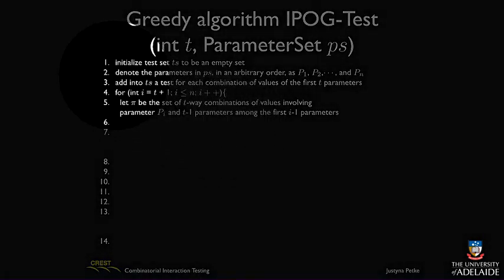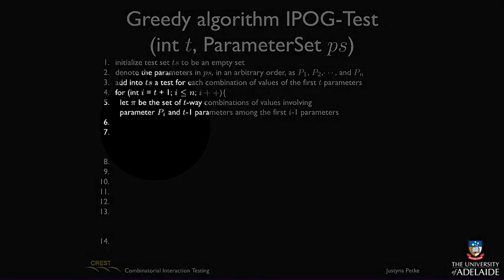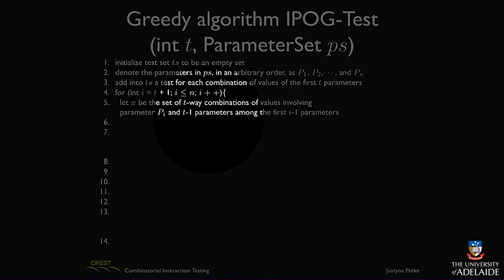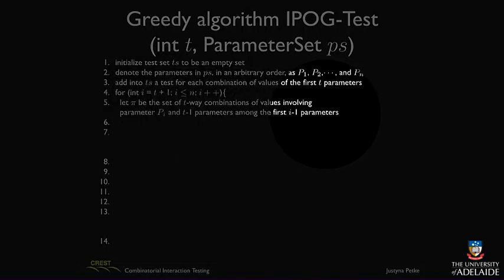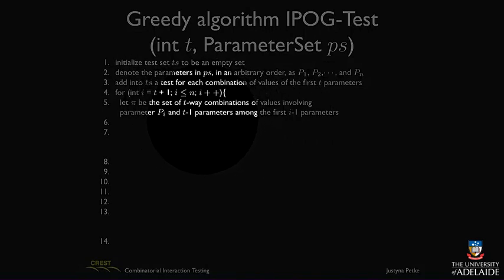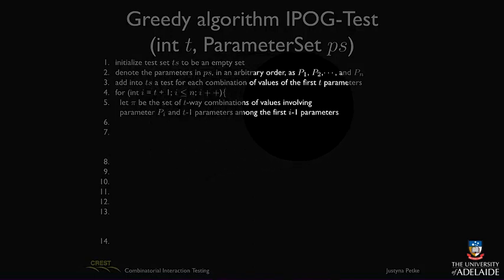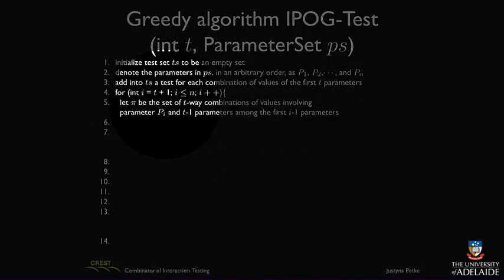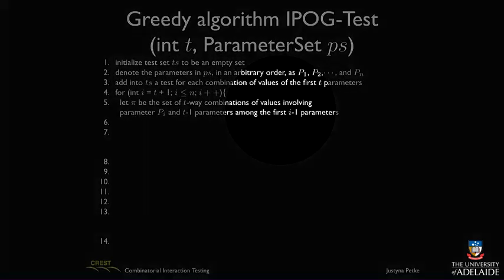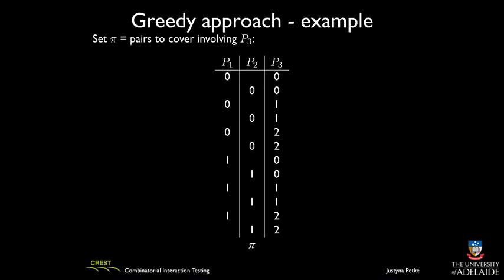So t is 2, 2 plus 1 is 3. So we look at parameter 3, and the t minus 1 parameters among the first i minus 1 parameters. So t minus 1, 2 minus 1 is 1. So we look at parameter 3, and the one parameter among the first two parameters. What does this mean? So for the third parameter, and every individual here, we add a combination. That's all that it means.